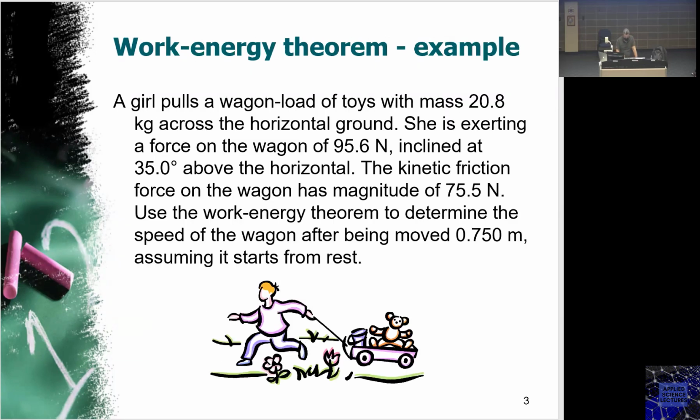So before we start talking about the conservation of energy, I would like to solve a few examples about the work energy theorem.